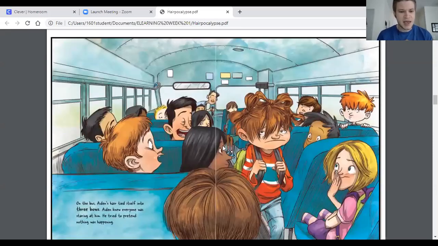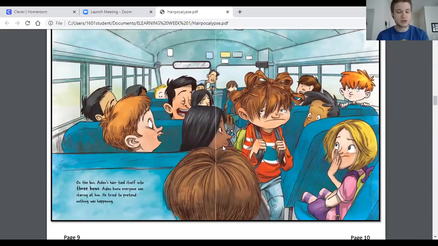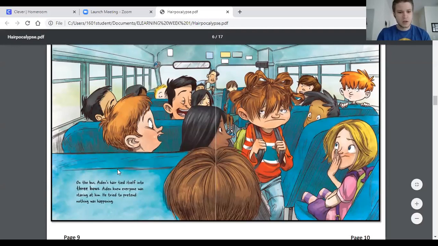On the bus, Aiden's hair tied itself into 3 bows. Aiden knew everyone was staring at him. He tried to pretend nothing was happening.